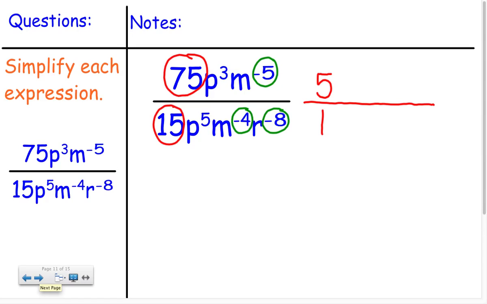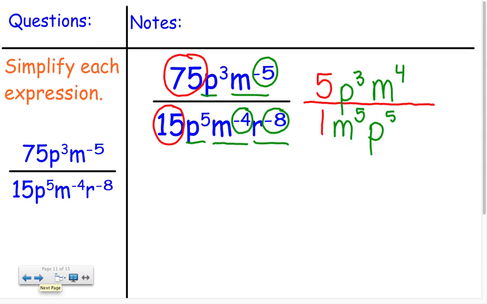I'm going to move from left to right. We already changed the 75 over 15 to 5 over 1. Then I can leave the p to the 3rd as p to the 3rd. The m to the negative 5th has to move to the bottom and become positive. Then I go to the bottom, so I already dealt with that and that. P to the 5th is positive, so it stays where it is. M to the negative 4th is negative, so it has to move to the top. And r to the negative 8th is negative, so it has to move to the top.